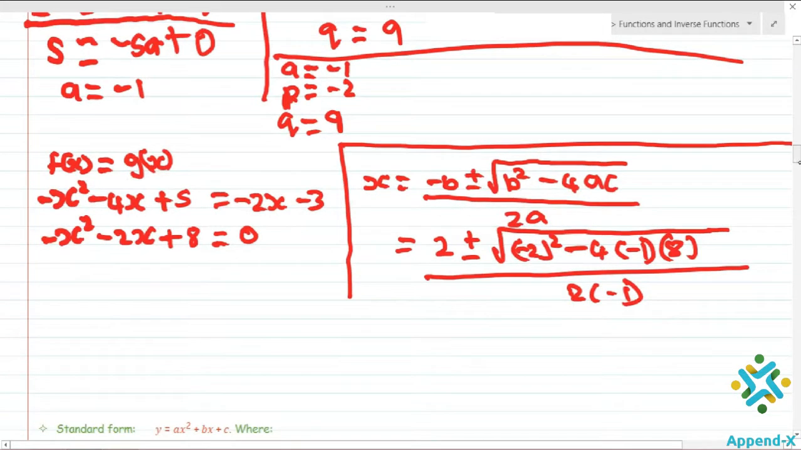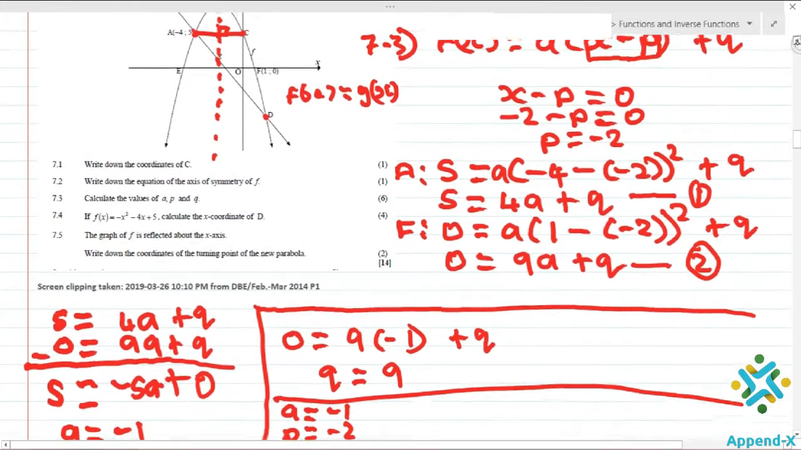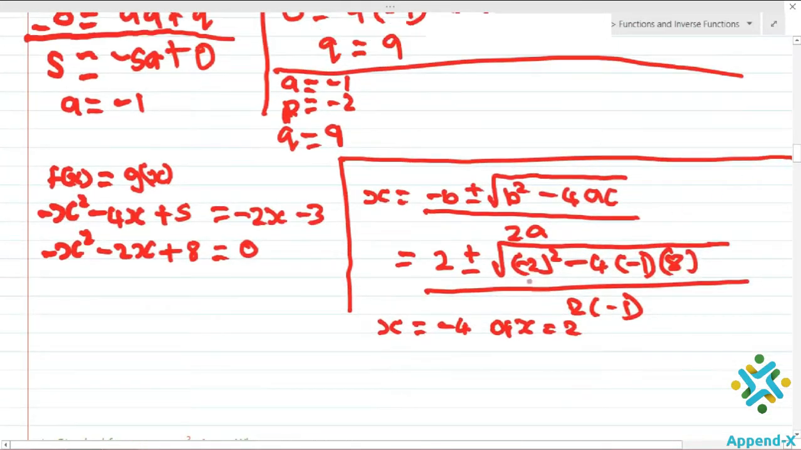Okay, now the next thing you are supposed to do is to plug this into your calculator, and you'll find that x is either equal to negative 4 or x is equal to a positive 2. Now if you go back to the graph, you find that negative 4 belongs to a, therefore the x coordinate of D is positive 2. Therefore the x coordinate of D is equal to 2.